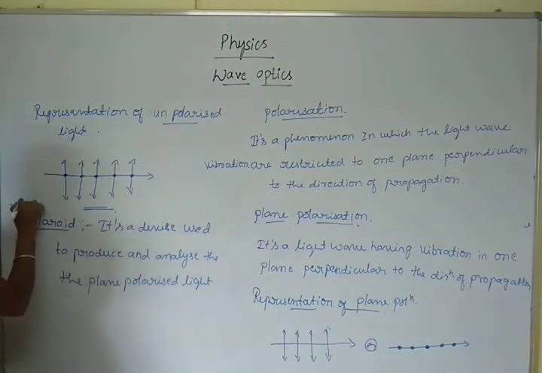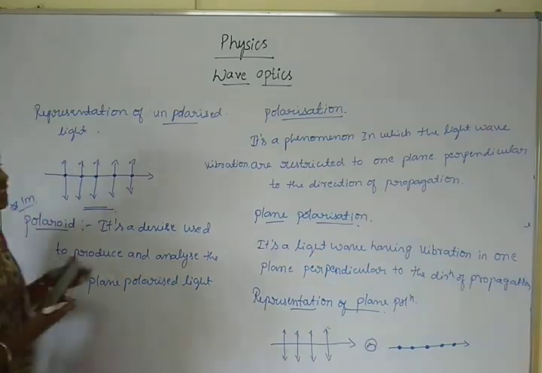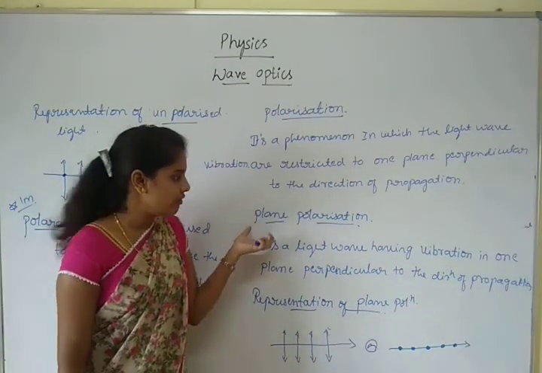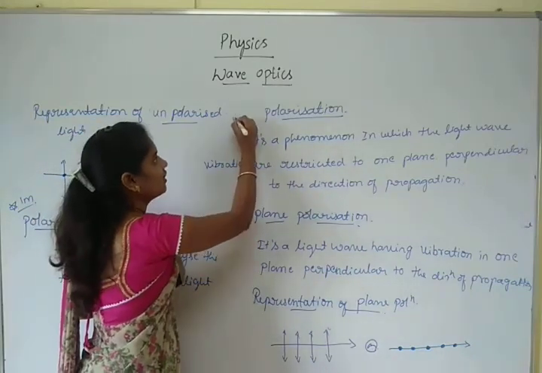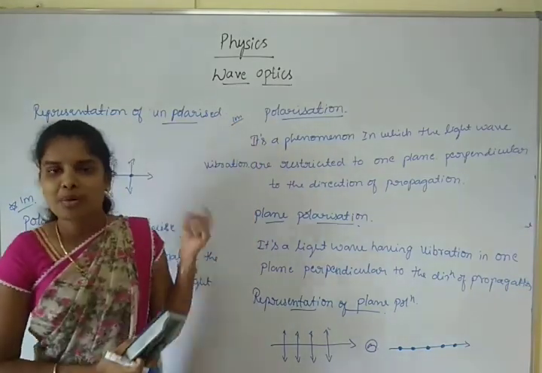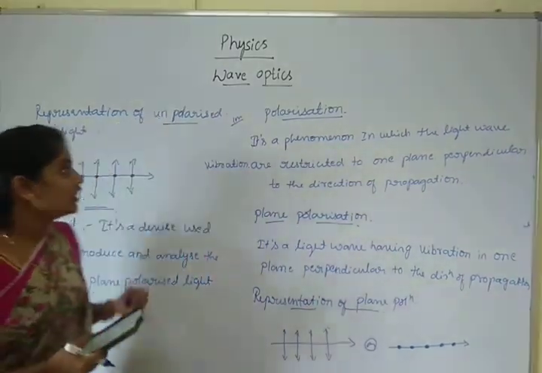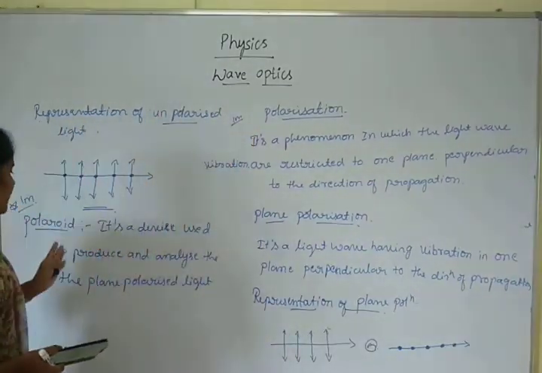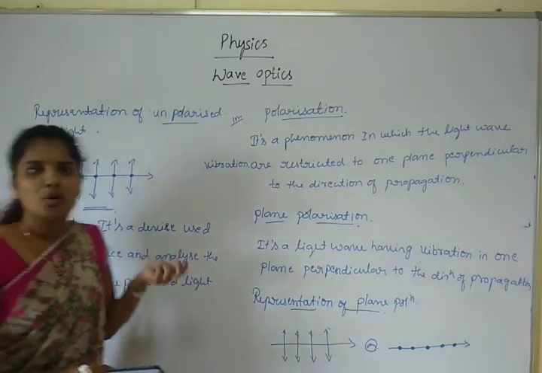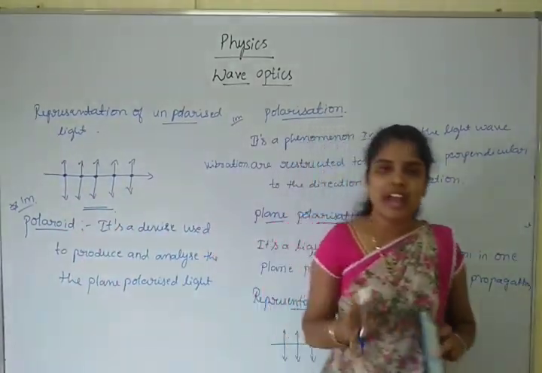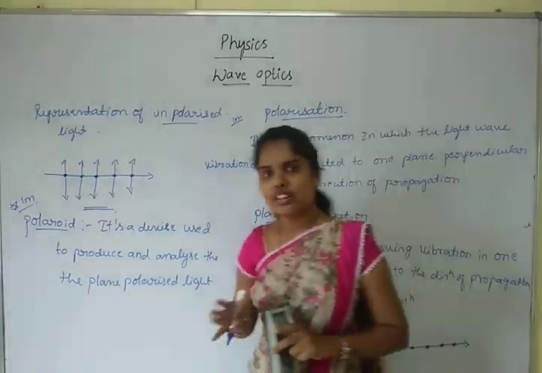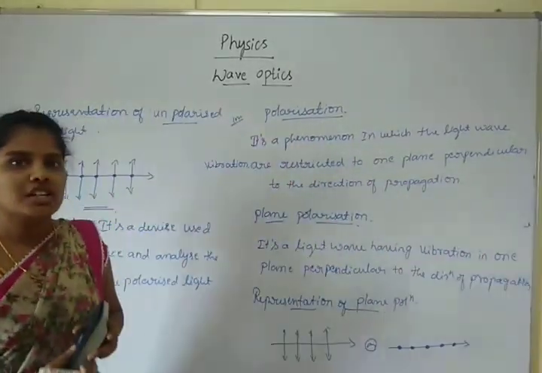Important for 1 mark definition, and all these are very, very important definitions for the 2 mark section: resolving power of telescope, microscope, polarization and polarizer. These are very, very important definitions for the main examination. It may ask 2 or 3 marks in the examination.